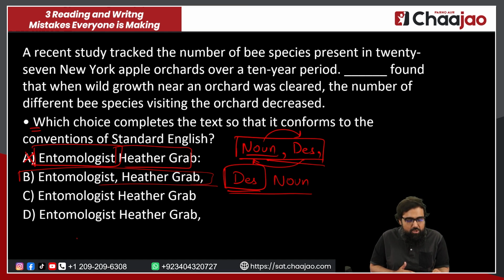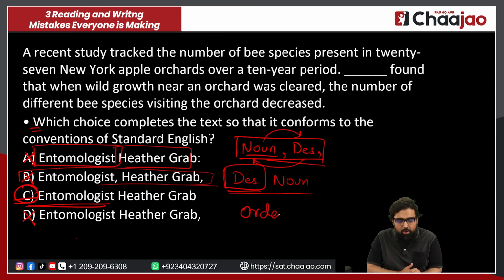It is obviously not option A, it is surely not option B, and it's not option D. It has to be option C, that has no commas over here. This is one thing that you have to remember. So order is very important for descriptions.